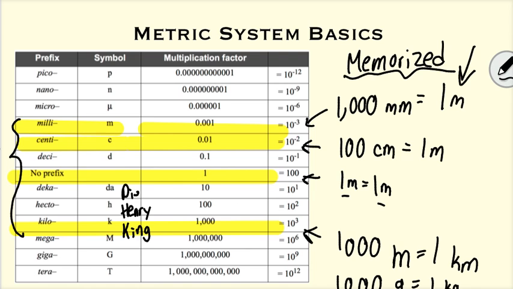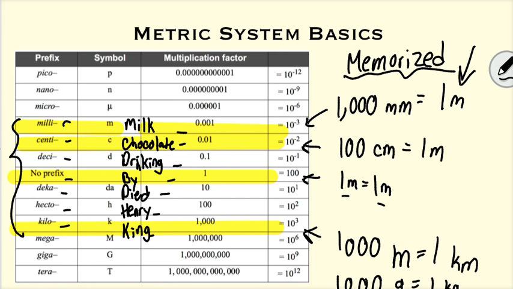Died, drinking, or died by, for the base, by drinking chocolate milk. Okay? King Henry died by drinking chocolate milk. Kilo, hecto, deca, the base unit, deci, centi, milli. That can help you remember the order of magnitude that they're all different by.